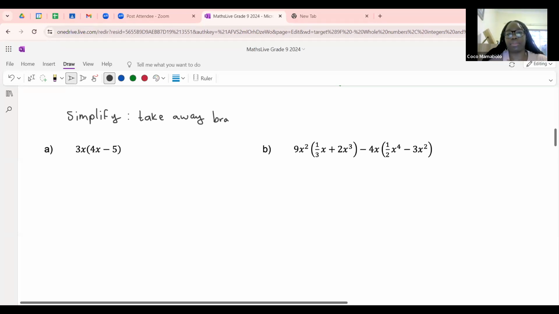Oh, excuse me, guys. Okay. So we want to take away the brackets, right? So we are going to take away the brackets by multiplying, because brackets mean multiply. So we're going to take 3x times 4x and 3x times -5. Does anybody want to give me the answer? Anybody want to venture for this? You want to pop your answer in the chat? You can also raise your hand and give me an answer.